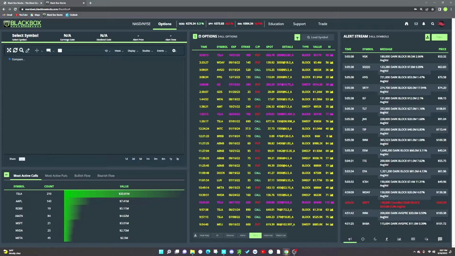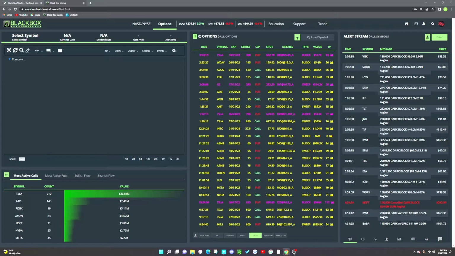Once I'm inside options, there's some filters I'm going to go through and change. I do not care about white. I only want to see puts, calls, yellow, magenta. We have above ask, below bid, at or above ask, and at or below bid. For purposes of creating a watch list, I'm going to keep everything at the above ask and at or above ask.